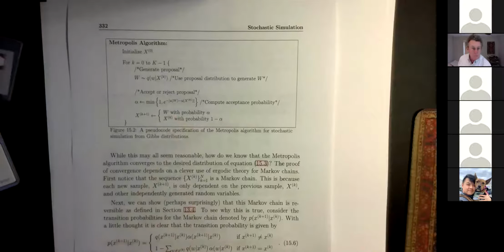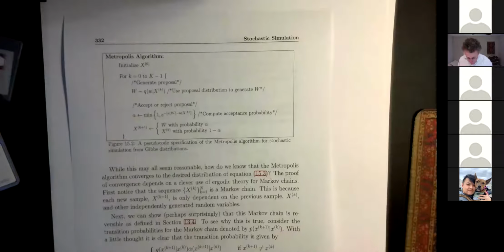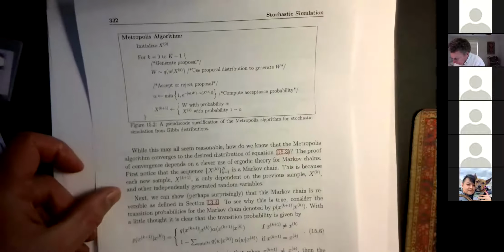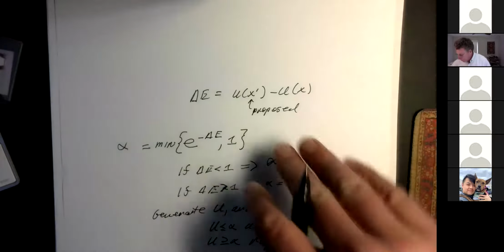Now, what will happen here is that, if you do this, it turns out that you can prove that this distribution is, it turns out, okay, first of all, facts.